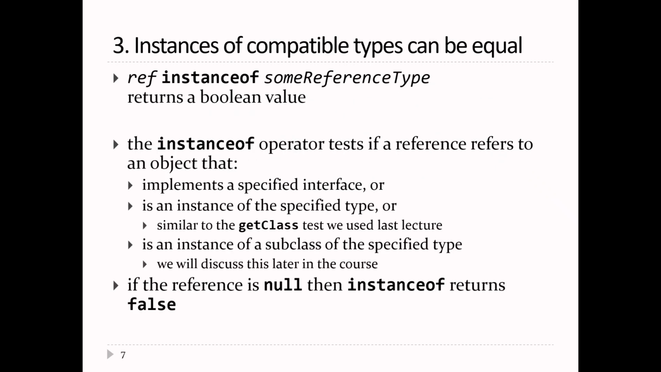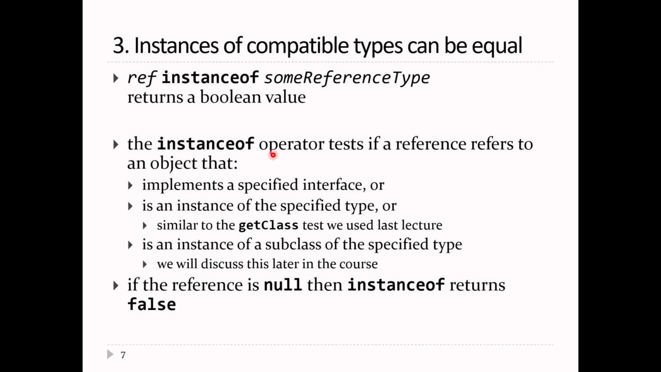Instances with compatible types can be equal, so we're going to use instanceof instead of getClass. Even though instanceof is spelled out like a big word, or a pair of words, it is actually an operator in Java. If you have a reference and you write instanceof and then some type, it returns true or false depending on how the reference is related to that type. You're going to write something like if x instanceof Point2, for example.